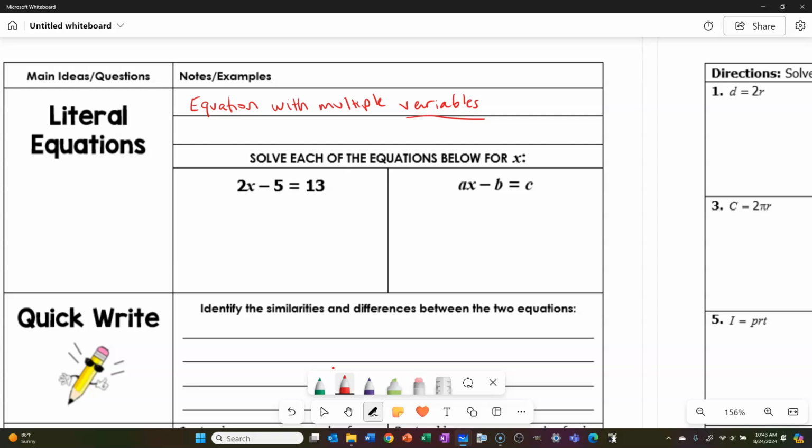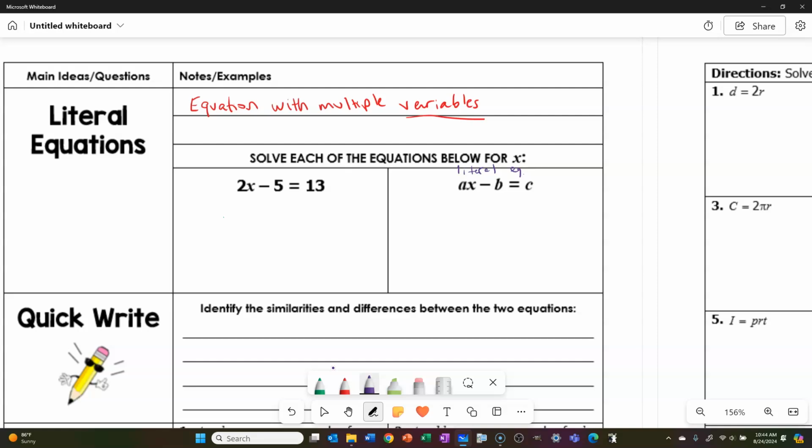So if you compare these, they are in a similar form, right? The 2 is in the same place as the a, and the x's match up in both equations. And then we have a minus 5 and a minus b, and then we have the equal sign, and we have 13 equals c. So see how they match up, like they are in the same form. So we're going to use this as an example to help us see how to solve. This one's the literal equation, is what we call it. And this is the equation that we've been solving.